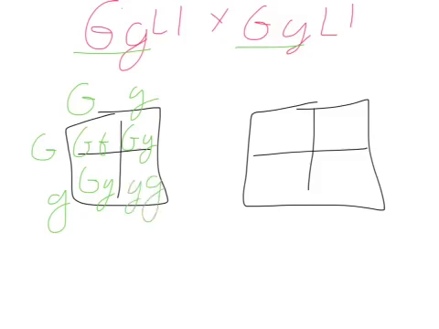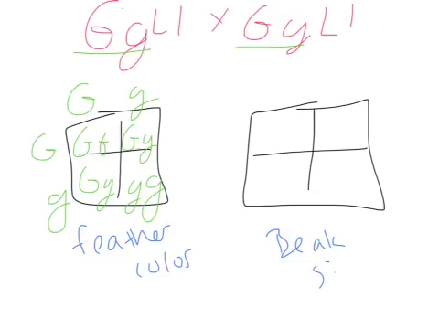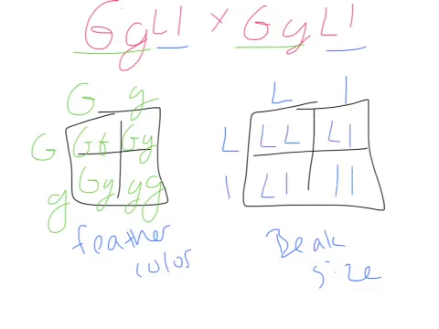Then I could do the same thing for feather color. I'm sorry, this side is for feather color, and over here I've got beak size. So I fill out my gametes again for beak size, mom, dad, and fill in my square. And now I have probabilities for when I'd have certain feather colors, and when I would have a certain beak size.